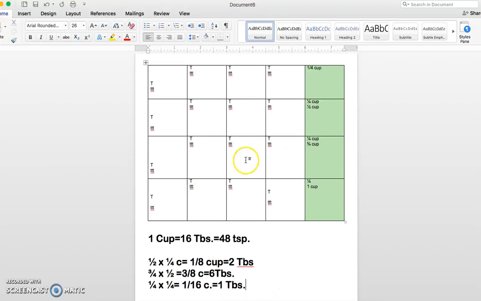So this t-square can be used to kind of figure stuff out, especially when you're doing the math that is not in cups that we don't have.